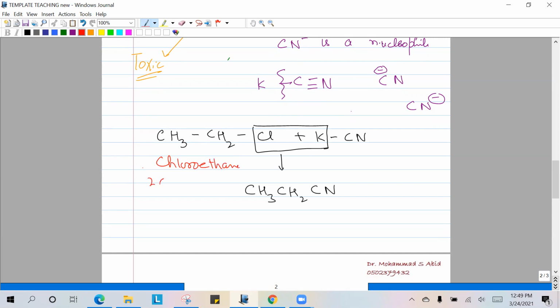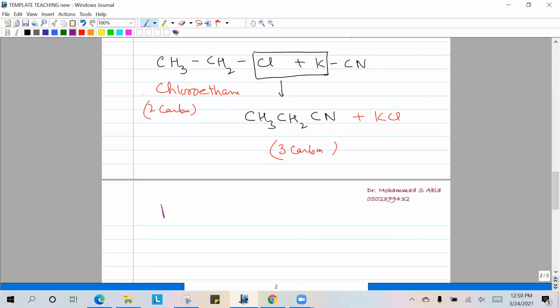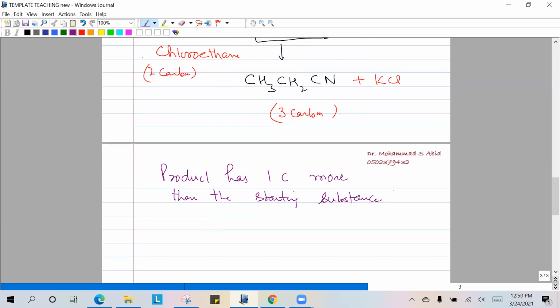It contains 2 carbon atoms. But if you look over here, in this product there are 3 carbon atoms. So the importance of this reaction is that the product has 1 carbon more than the starting substance. So this reaction with cyanide is used to increase the number of carbon atoms by 1.